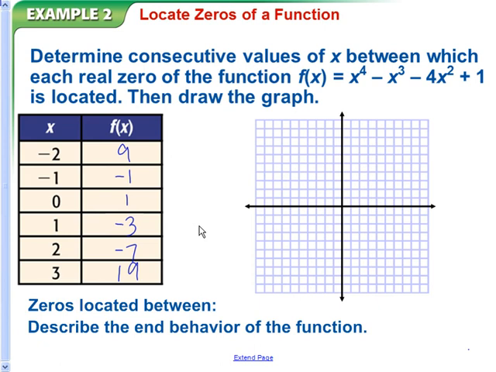I've got -2 up 9, put a point. Over 1, down 1. Over 0, up 1. Over 1, down 3. Over 2, down 7. And then over 3, that's going to be way up high at 19. So the graph is coming down and then up and then down and then shooting up again.